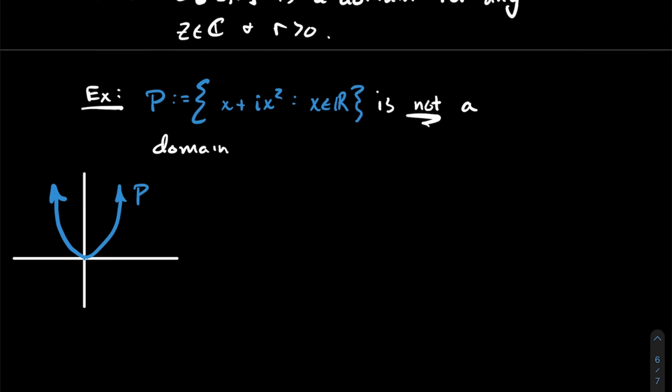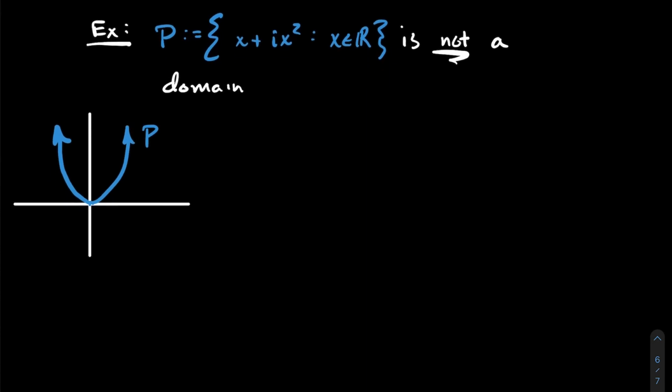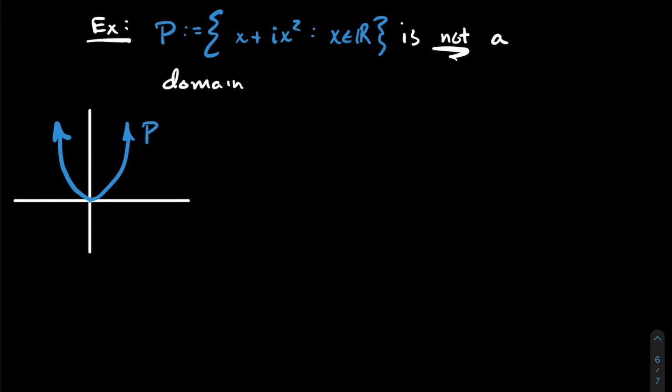On the other hand, let's look at a more fun example. Let's say P is the set of all complex numbers x plus i x squared, where x is a real number, and that's not a domain. And that's just a funny way for me to describe my favorite parabola, y equals x squared. If you think about it, the imaginary part is the real part squared. It's the same thing as y equals x squared. Anyway, let's talk about why it's not a domain.